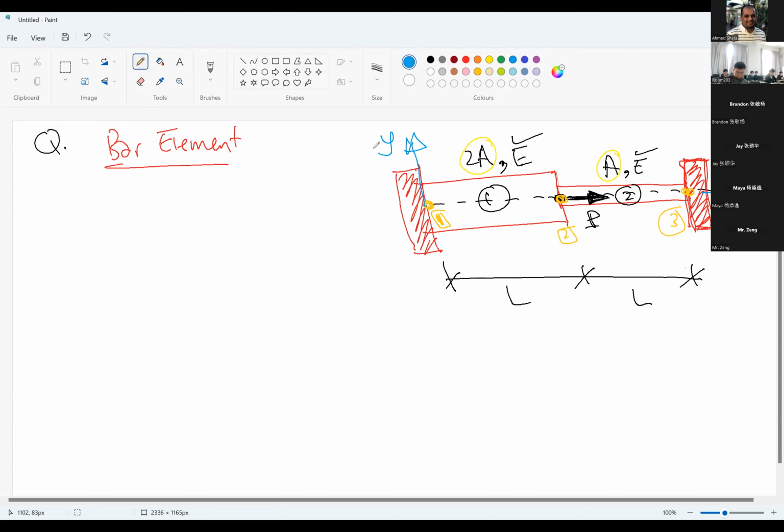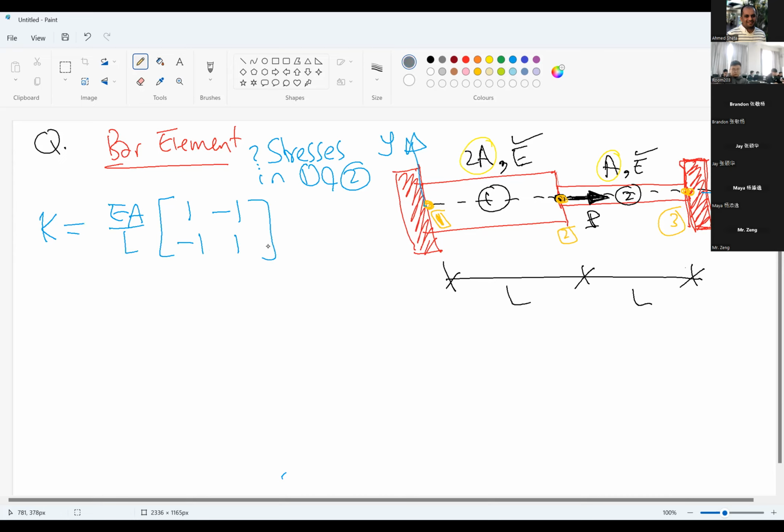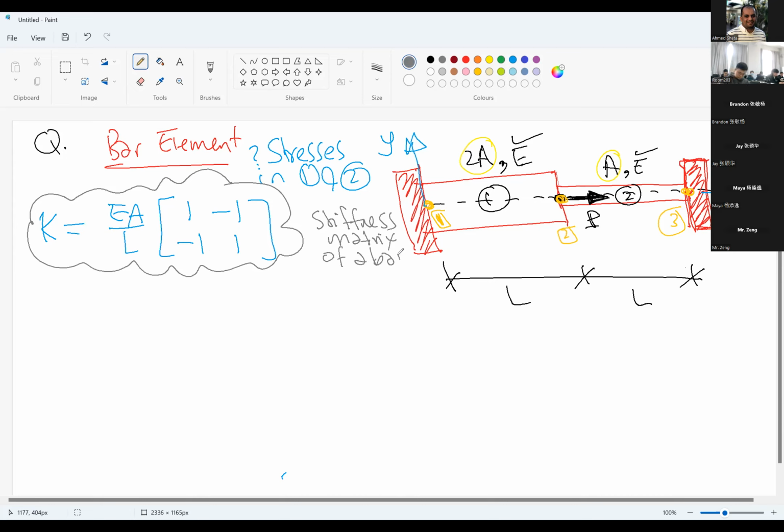What we need to do here is find the stresses in member 1 and member 2. This is the requirement. Okay, first of all, I will remind you what the stiffness matrix of a truss is. K equals EA by L times [1, -1; -1, 1]. So this is just to keep in mind, the stiffness matrix of a bar element or a truss element.